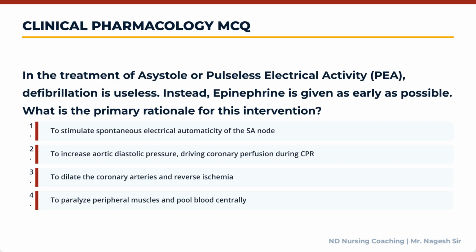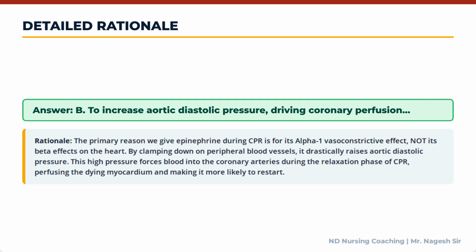In the treatment of asystole or pulseless electrical activity, defibrillation is useless. Instead, epinephrine is given early. What is the primary rationale for this intervention? The correct answer is B, to increase aortic diastolic pressure, driving coronary perfusion. This improves the chances of return of spontaneous circulation.